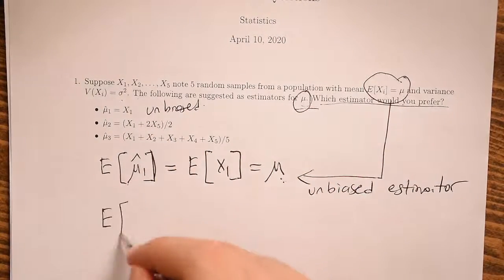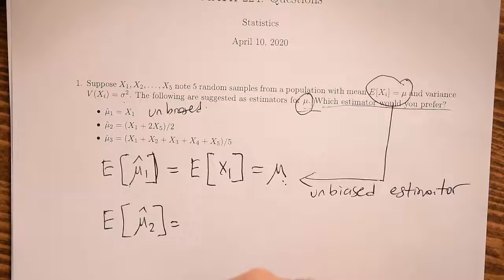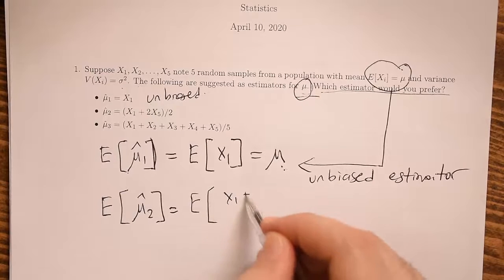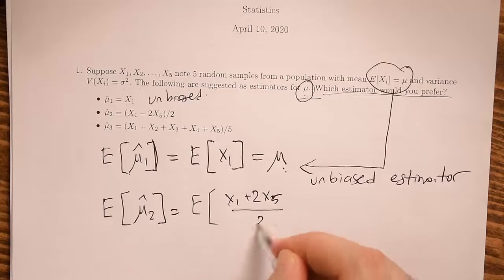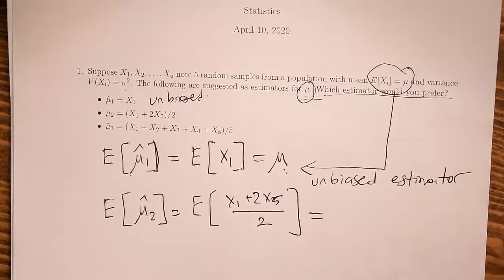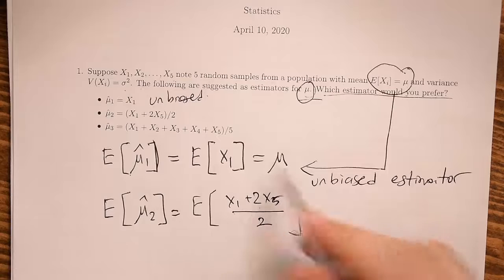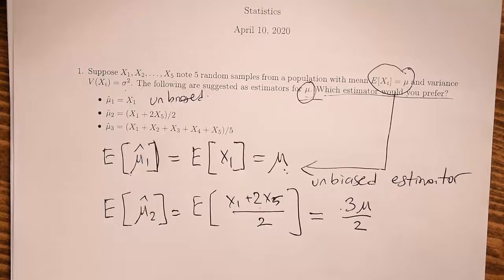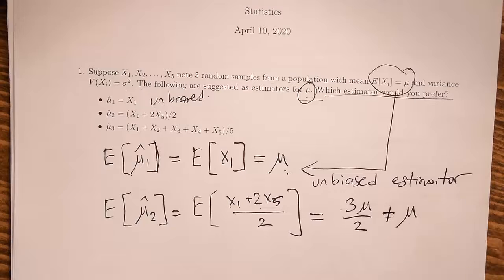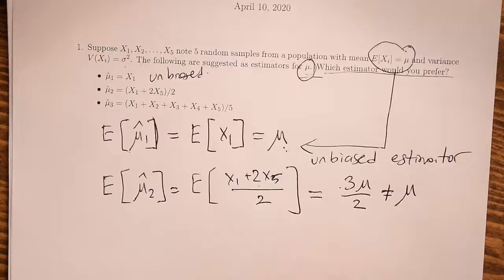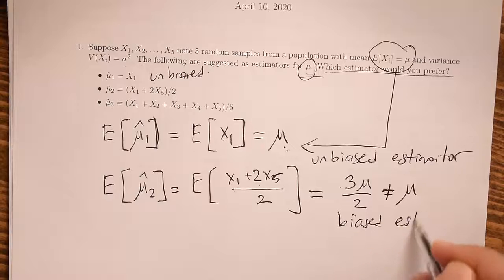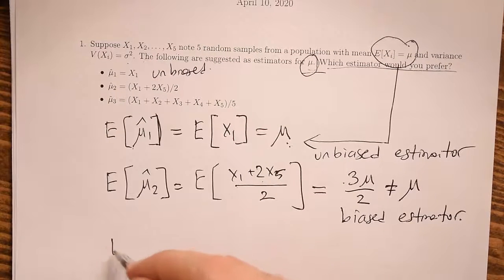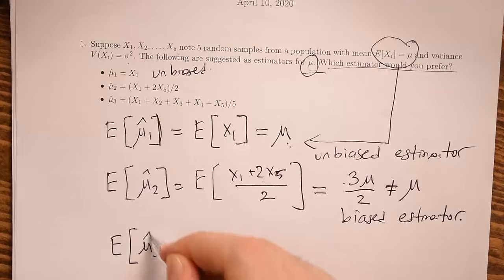How about the second estimator, mu2 hat? If you look at it carefully, what's the expected value of this? Expectation of x1 plus 2x2 plus x5 over 2. As you can simply see, because expectation is a linear operator, this would give us 3 mu over 2, which is not equal to the population mean. Therefore, this is a biased estimator.